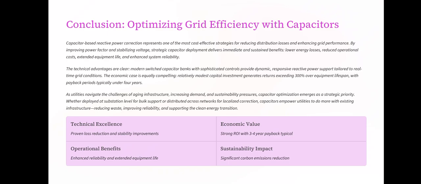Conclusion. Optimizing grid efficiency with capacitors. Capacitor based reactive power correction represents one of the most cost efficient strategies for reducing distribution losses and enhancing grid performance. By improving power factor and stabilizing voltage, strategic capacitor deployment delivers immediate and sustainable benefits. Lower energy losses reduce operational cost, extend equipment life, and enhance system reliability.